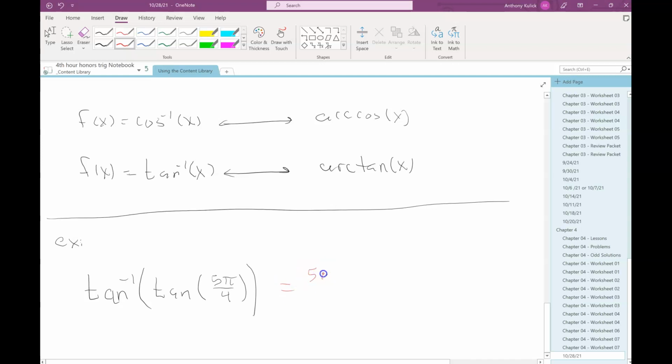So you'd think it's going to be 5 pi over 4, right? That's the obvious thing to state. That's unfortunately not correct here. So why is that not what happens?